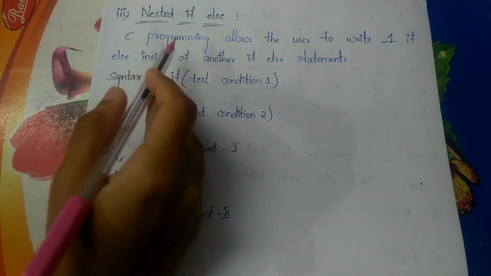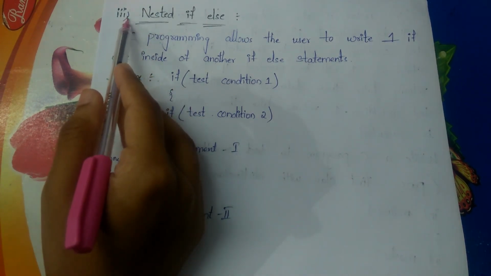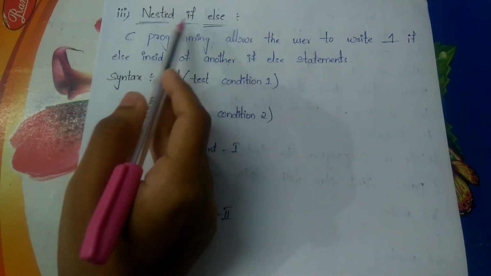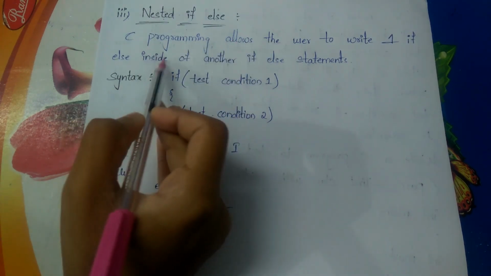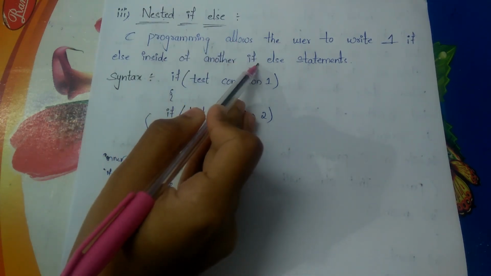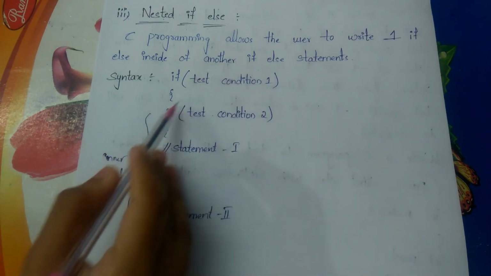And now let's discuss the third type of the if statement. So in the if statement, the third one is nested if else. So C programming allows the user to write one if else inside of another if else statement. So inside one if else statement, we are writing one more set of if else. So let's see the syntax.